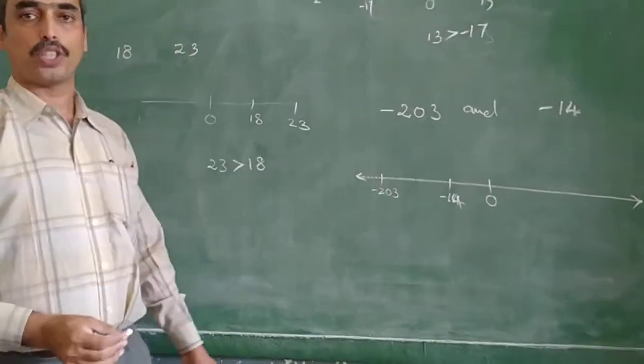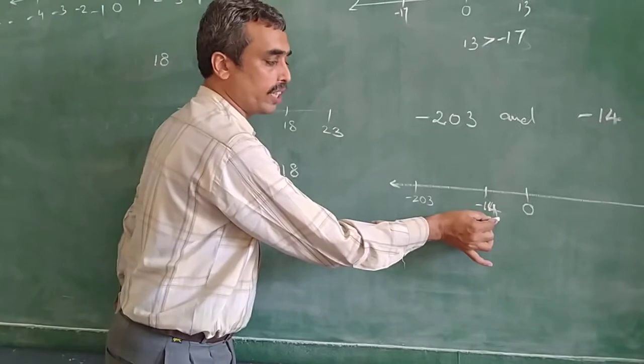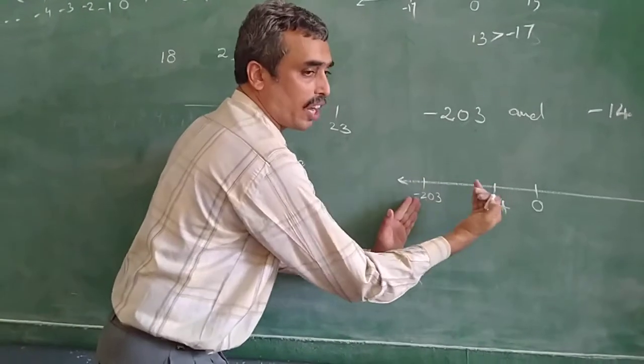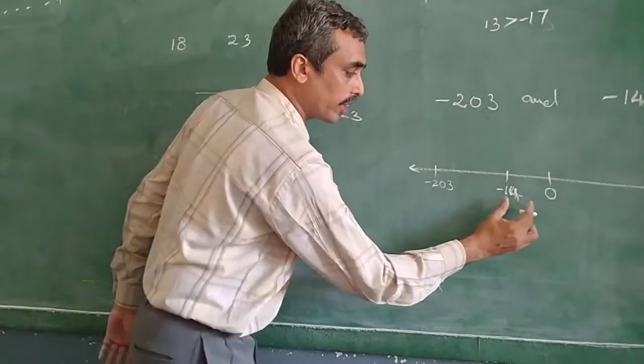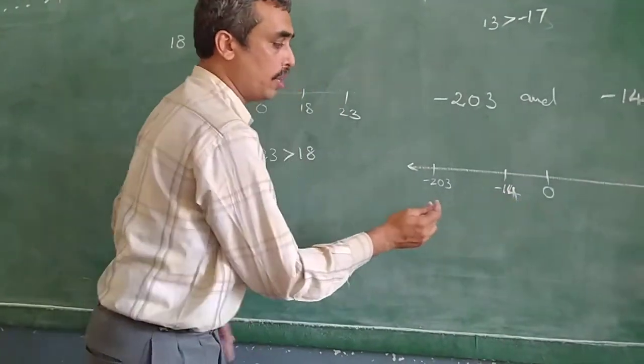Now let us observe their positions on the number line. -14 is on the right side of -203. I am not talking about the right side of 0. I am talking only about the comparison of these two numbers.